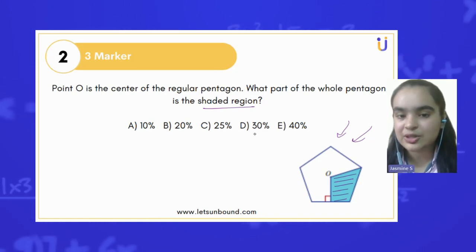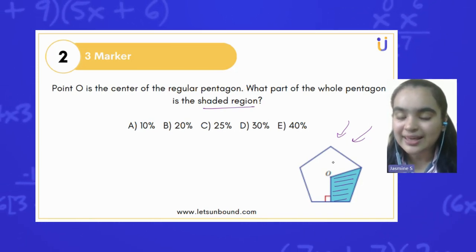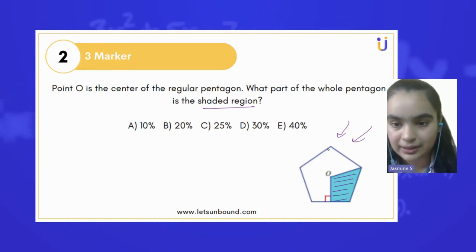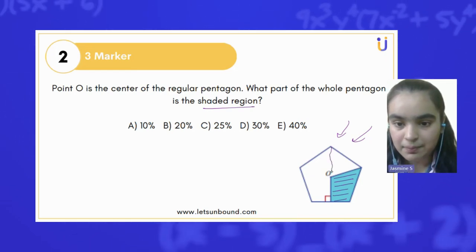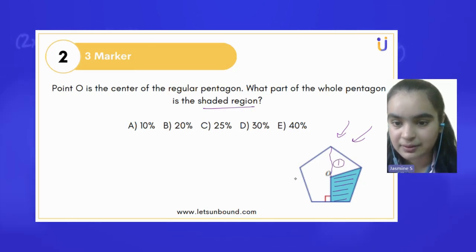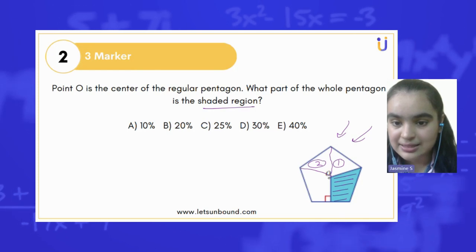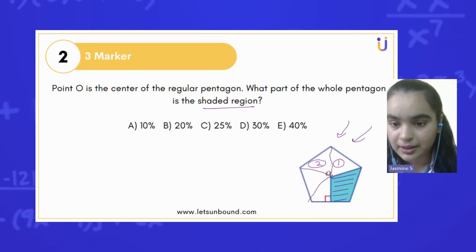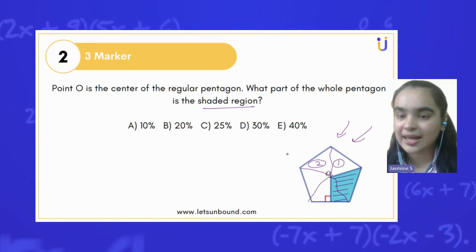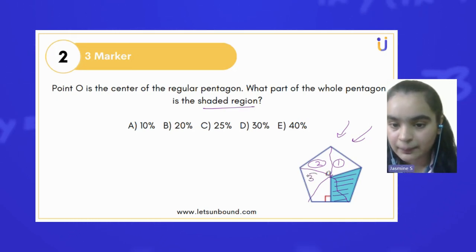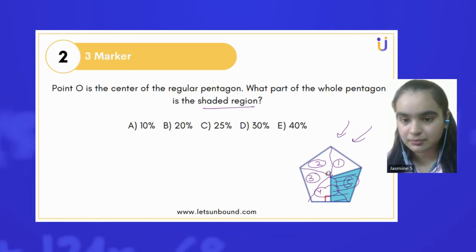So to solve this question, we can divide this pentagon into equal parts. Let's see how we can do that. One part can be this, one part can be this, and similarly, there can be 5 equal triangles that are dividing this pentagon. 3, 4, and 5.